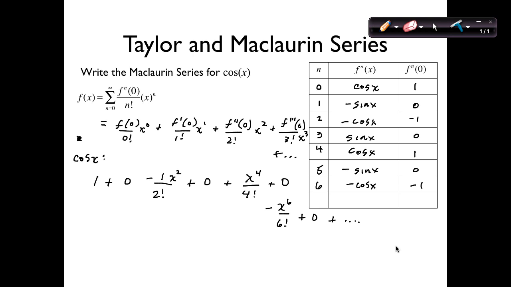Okay, check your work. This is what I got. Or check my work, maybe. Maybe I made a mistake. What do you think? So for my derivatives, I got 1, 0, negative 1, 0, 1, 0, negative 1, 0. And then if I put it into our Maclaurin series, I got 1 plus 0 minus x squared over 2 factorial plus 0 plus x to the 4th over 4 factorial plus 0 minus x to the 6th over 6 factorial, etc. Do you follow? Did you get that? Some nods. Okay, so if you kept going, that'd be the Maclaurin series for cosine.